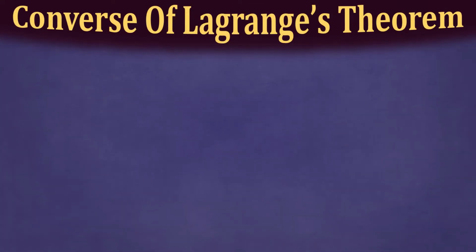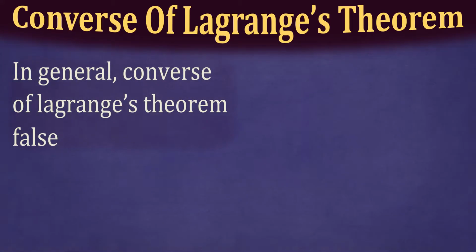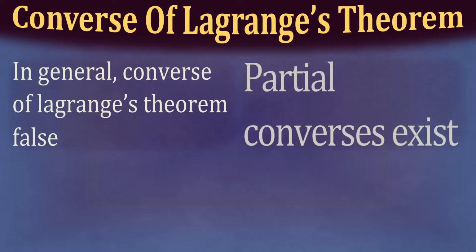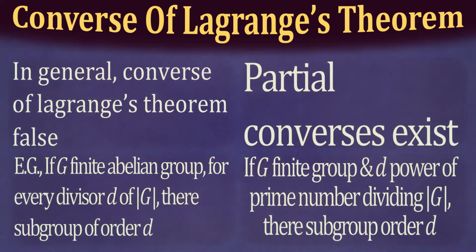Now, let's discuss the converse of Lagrange's theorem. In general, the converse of Lagrange's theorem is false, i.e. we cannot say that if d is a divisor of the order of G, then there is a subgroup of order d. However, some partial converses do exist. For example, if G is a finite abelian group, then for every divisor d of the order of G, there is a subgroup of order d. Also, if G is a finite group and d is a power of some prime dividing the order of G, then there is a subgroup of order d.